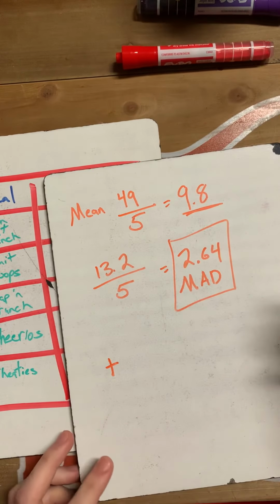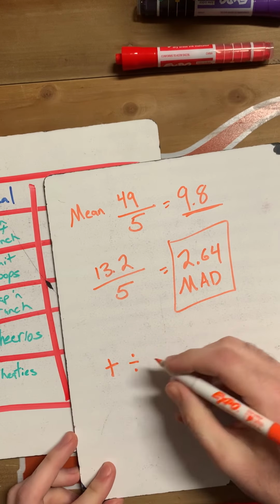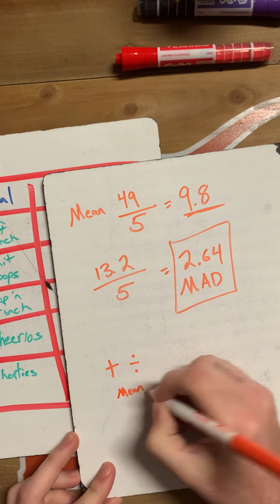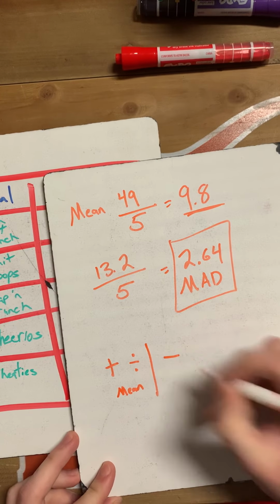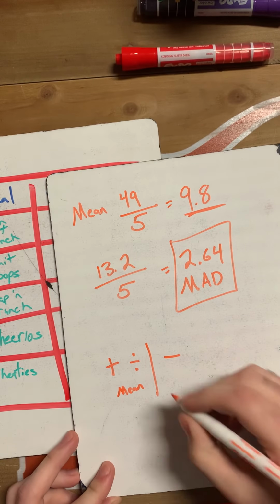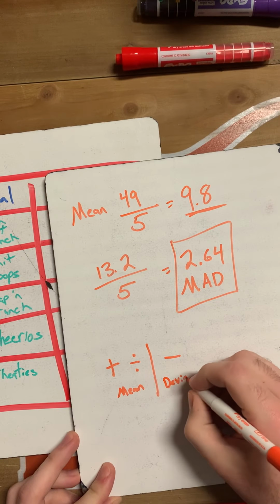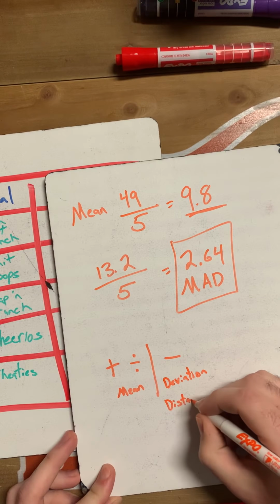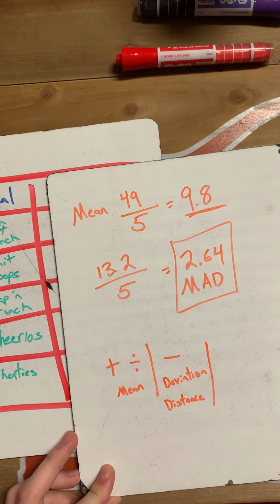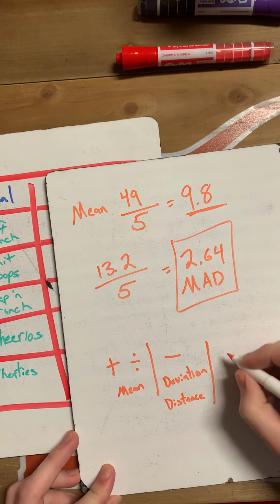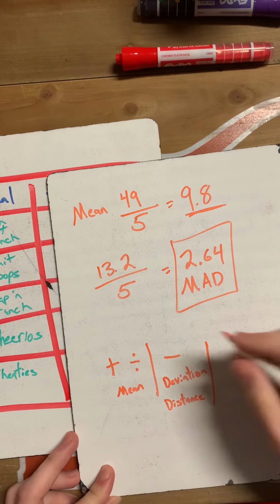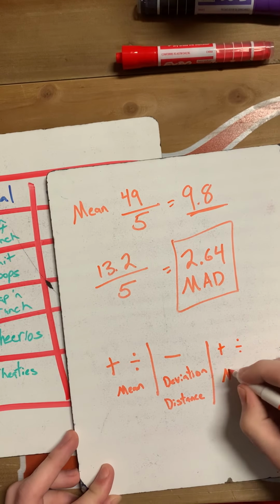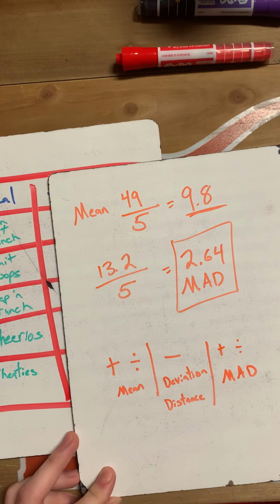So in order to find the mean absolute deviation, your first step is you have to add, because you have to find the total. Then you have to divide, because adding and then dividing gives you your mean. Next, we have to subtract, because that finds me my deviation, or my distance from the mean. And then the last step is we have to find the mean of the deviation, or the absolute deviation. So we have to add and then divide again. And that's how we find our mean absolute deviation.